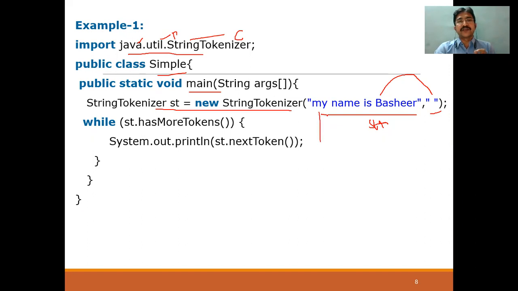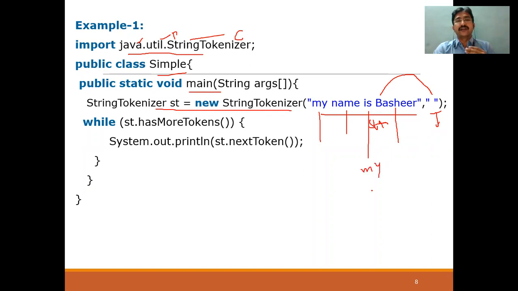So "My" is one token. "name" is another, because a space is encountered, that is the second token. "is" after that space is the third token. "Bashir" is the fourth token. So totally 4 tokens are divided. The string tokenizer has divided the entire string based on the delimiter I have mentioned. What is the delimiter? Space. Based on that delimiter, it divides this entire string, "My name is Bashir", into tokens.